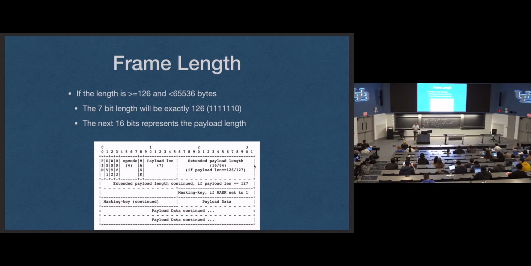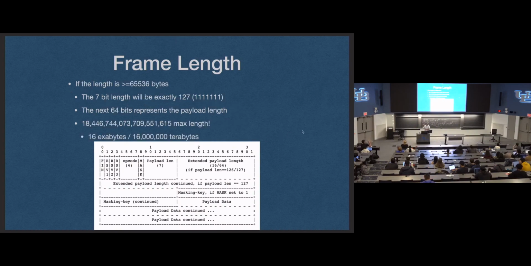So if you see a 126 there or a 127 that we'll talk about, that means that number is not representing your actual payload length. It means you need to do some more parsing and more reading of this protocol to figure out the actual payload length. So if this is 126, your next 16 bits is your actual payload length that you need to read. And in that case, the masking key would start right here.